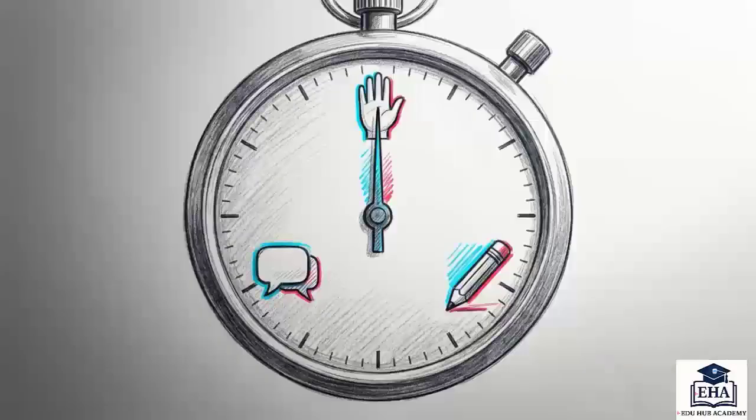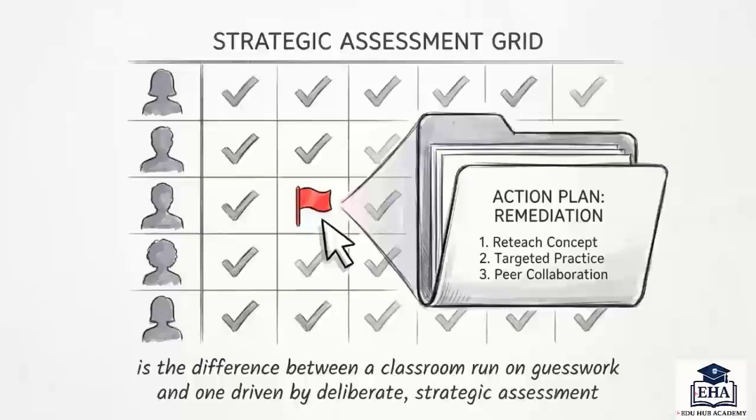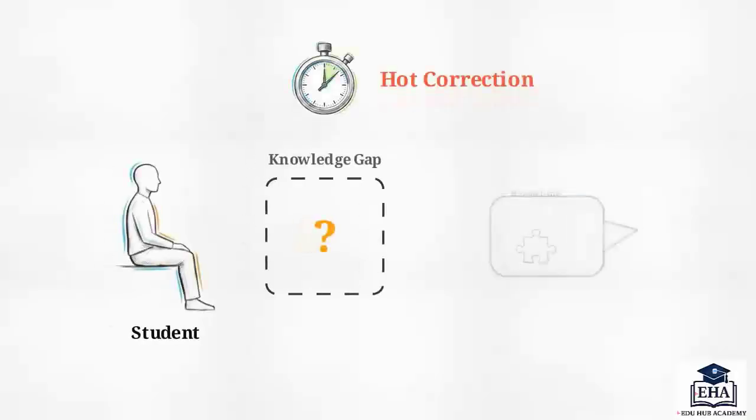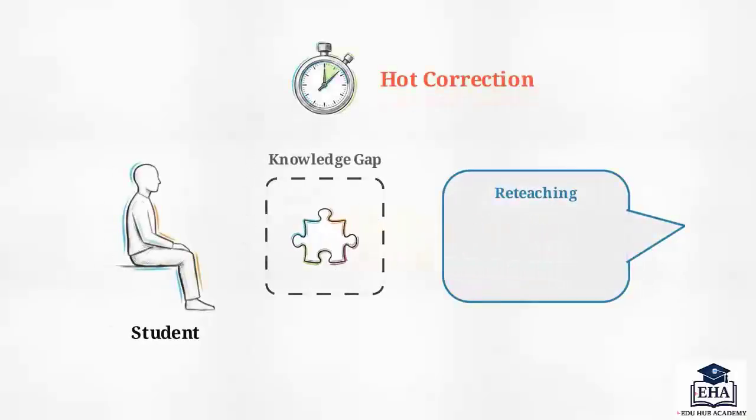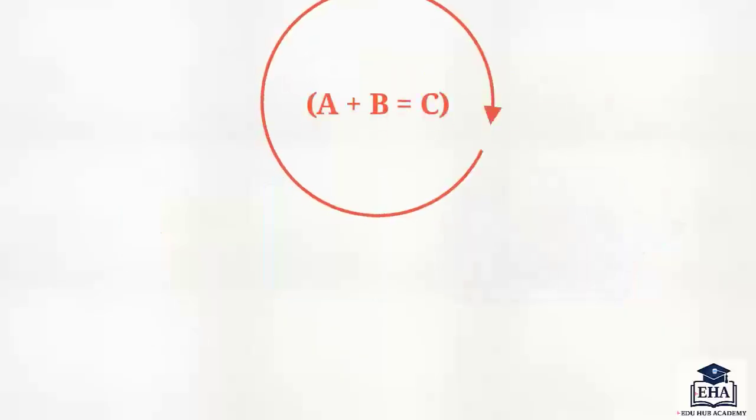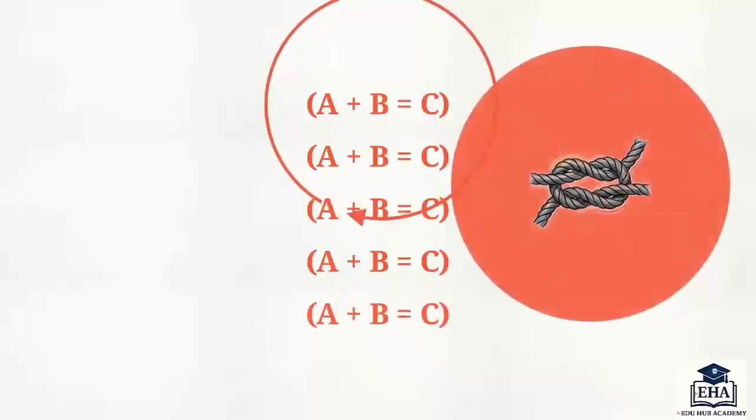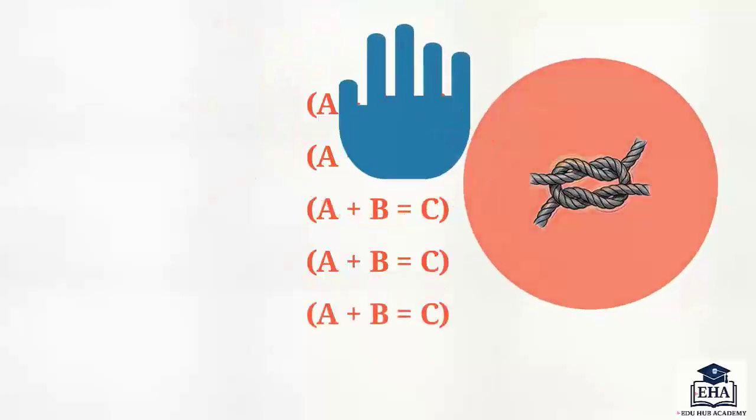Learning to pause and analyze these scenarios in real time is the difference between a classroom run on guesswork and one driven by deliberate strategic assessment. In that scenario, you need a hot correction, using a verbal explanation or reteaching strategy. Because the student lacks the core knowledge, letting them continue means they will spend the rest of the session practicing the wrong formula. You have to intervene immediately to prevent them from cementing a bad habit.